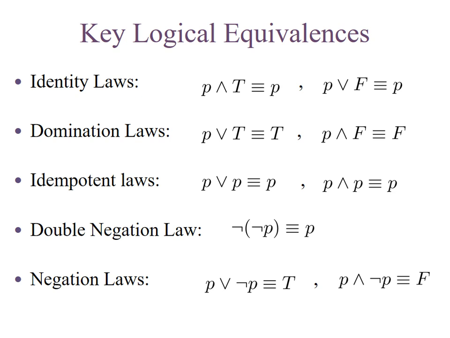If P or true, then you can see the result is true. That means the result is dominated by the true or false value. If we apply P and F, then the result is dominated by false. That's the reason we call this domination laws.